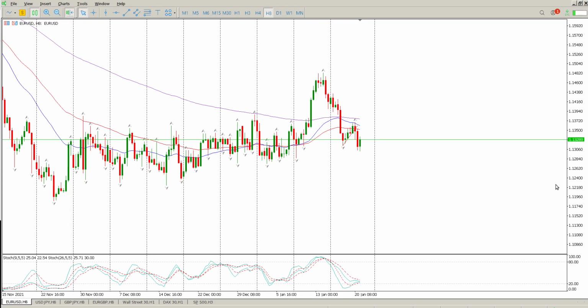So quite a bit of mixed data coming through from the US yesterday, which is why we had a pretty much up and down day. But for all intents and purposes, I think we have the potential now for a move to the downside.